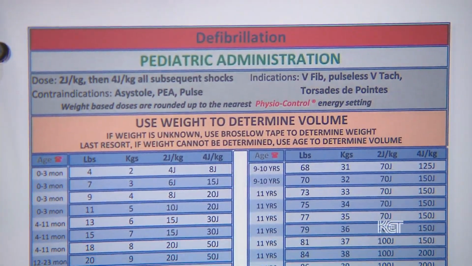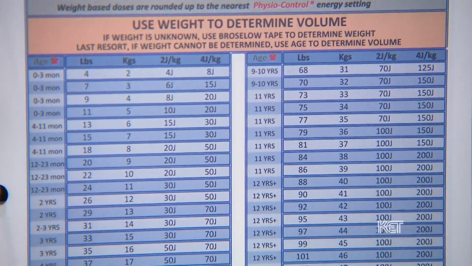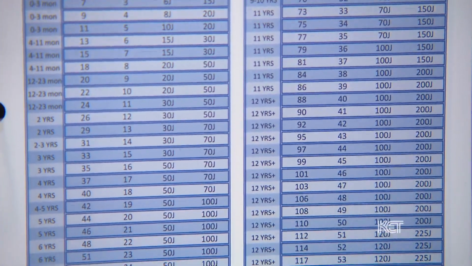We do use the metric system a lot. It's important because in our protocols it's given in kilograms, and so we have to calculate pounds to kilograms, and then we also have to calculate the milligrams to milliliters to give the appropriate dose for that medication.